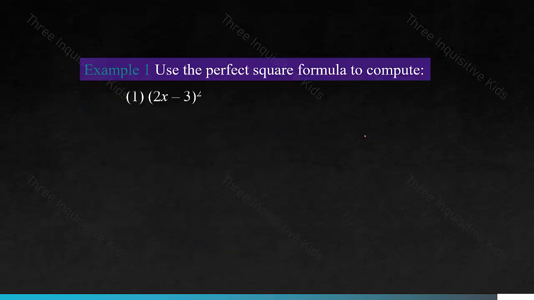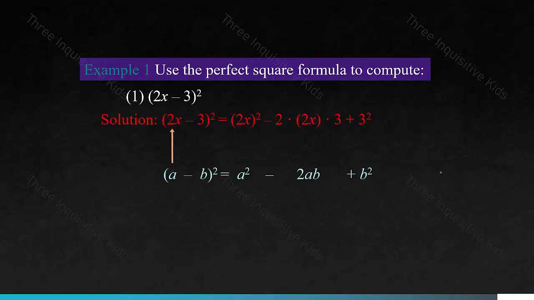Now I want you to use the perfect square formula to compute this expression, 2x minus 3 squared. Our solution is to use the perfect square formula. So we get 2x squared minus 2 times 2x times 3 plus 3 squared. In this case, our 2x is the a, our 3 is b. You can compare this expression to the perfect square formula in order to make calculating easier.